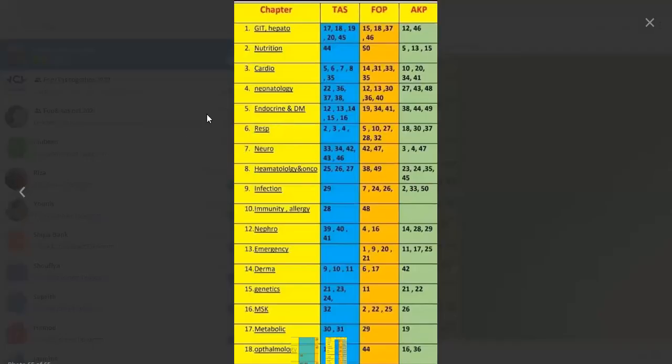Can you guys see this chart? I think almost everybody has this chart. I have shared this chart on my Facebook group, on my WhatsApp group and also in the videos. So for GIT and hepato, from the FOP, we have cases 15, 18, 37, 46, and also case number 50. It is actually part of GIT because it is from nutrition. Since we are not doing hepato, we'll be only doing some of the GIT cases today.